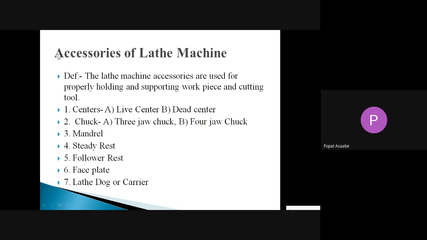Also, in the last lecture, we have seen the different types of accessories we can use on the lathe machine for increasing its efficiency. Which accessories can we use? Generally, we can use the center, chuck, mandrel, steady rest, follow rest, faceplate, and lathe dog or carrier, as accessories for increasing the efficiency of the lathe machine.